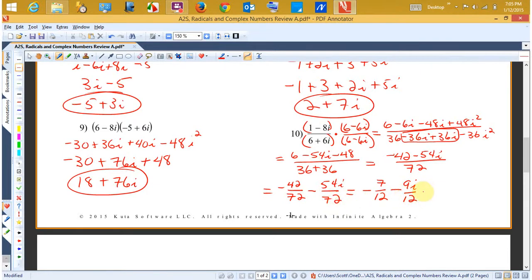And I can see I still have a little work to do because the negative 7/12 is a simplified fraction, but 9/12 is not, so I need to take that down. Dividing 3 into 9 would be 3i, and dividing 3 into the 12 would be 4. So finally, I've got it simplified to its best state.